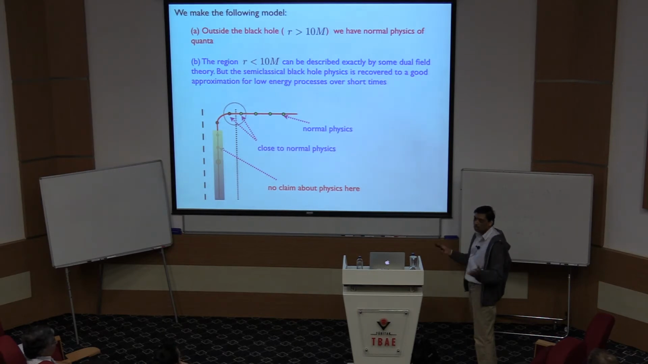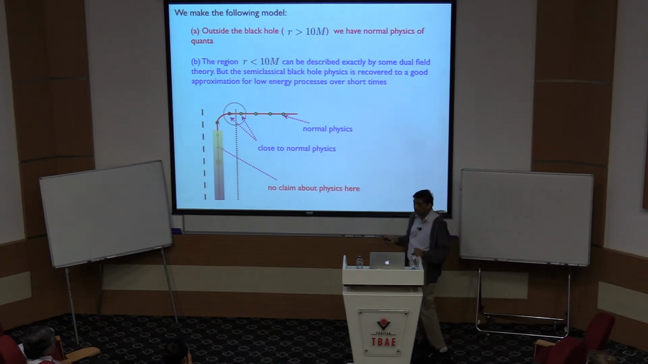But actually, I'm not going to use any property of it. So why don't we just allow random things to happen here? I don't even care. I just said, okay, I don't care. No claim about the physics here. We have to make as strong a theorem as possible. Around here, near the horizon, we say that physics is close to normal. What does close to normal mean?